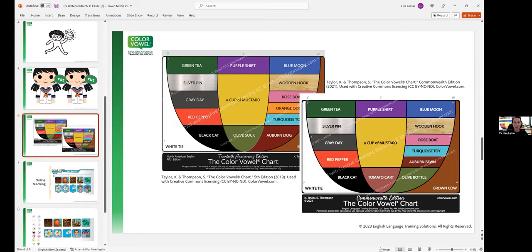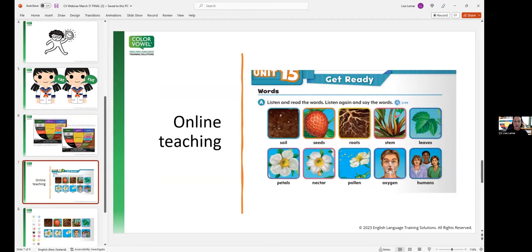So I took the basic course, and I think very shortly, even while I was doing the course, I started using it with my online students. So here you can see a picture from one of the textbooks. So I was contracted to work with these students, and they happen to be all Japanese as well. And they had textbooks. So I told them, well, here was how vocab was introduced in their textbook. So it was listen, read the words, listen again, and say the words. So we heard each word twice.